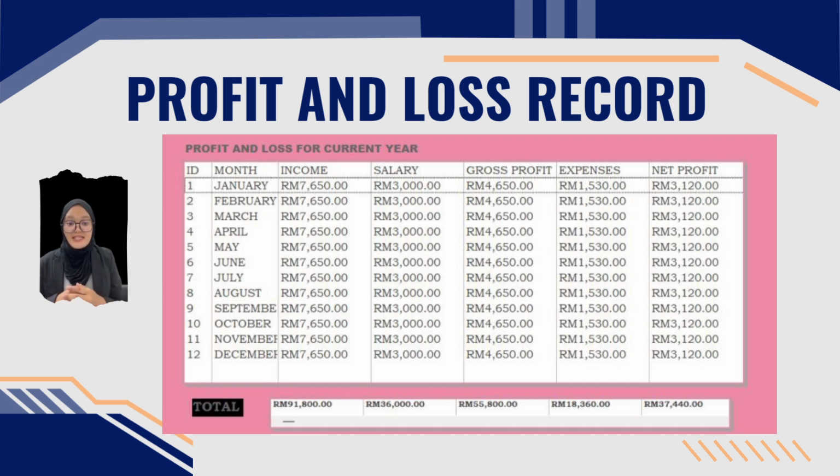Also, total for expenses is 80,360. And last but not least, for net profit it is 3,700, 4,040. From the table as we see in the slide, the profit and loss record table is made from the query profit and loss record, and also the query sum profit and loss record.